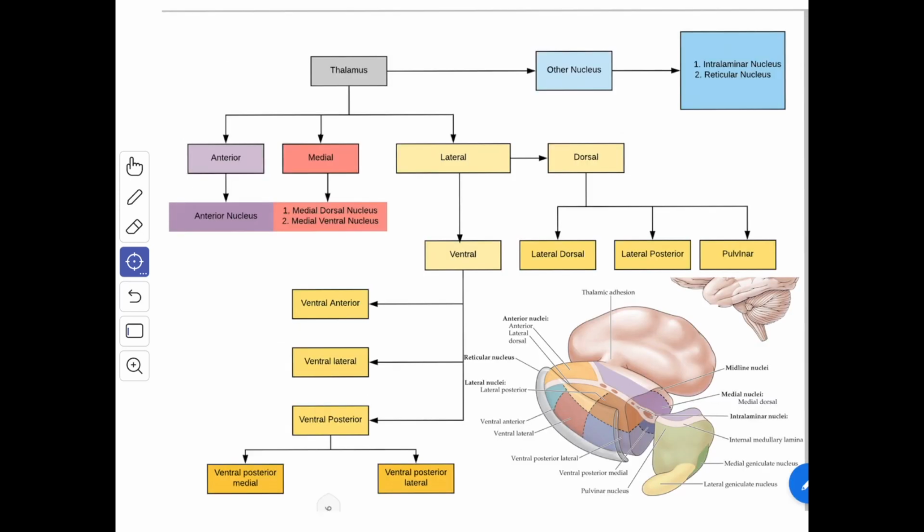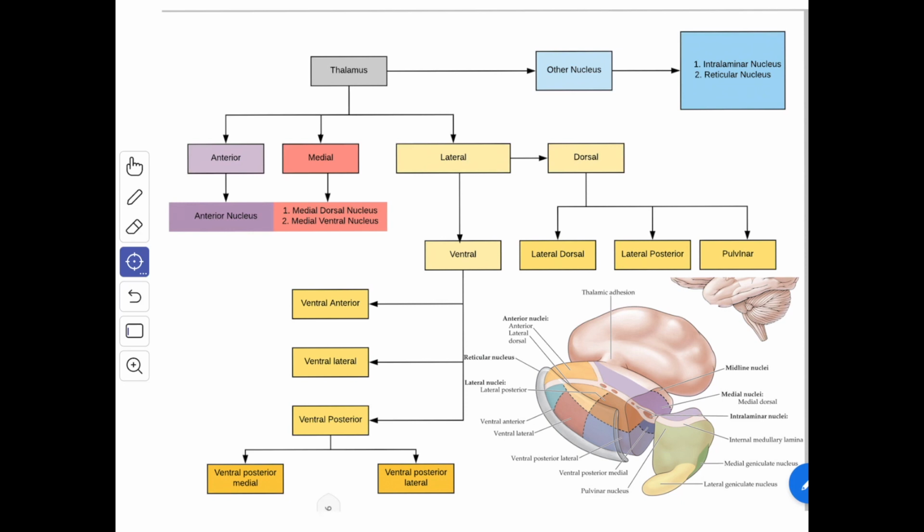This is a flow chart to show the nuclei of the thalamus. So the thalamus has an anterior part. The nuclei in the anterior part form the anterior nucleus. Then the nuclei of the medial part consist of a medial dorsal nucleus and a medial ventral nucleus. So this is the medial part, this one is the medial dorsal nucleus, and again you get the medial ventral nucleus.